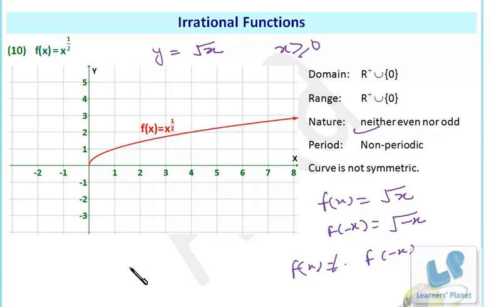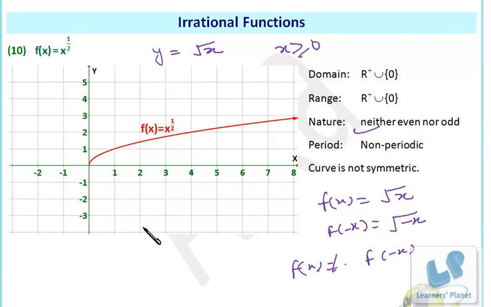Now friends, one important thing that you have to keep in your mind is that the graph of y is equal to root x will be there in the first quadrant only, because we cannot take x negative. If x is not negative, y will not be negative, right? But if x is 0, y is 0, that means this graph is passing through the origin, but the graph will be in the first quadrant only.